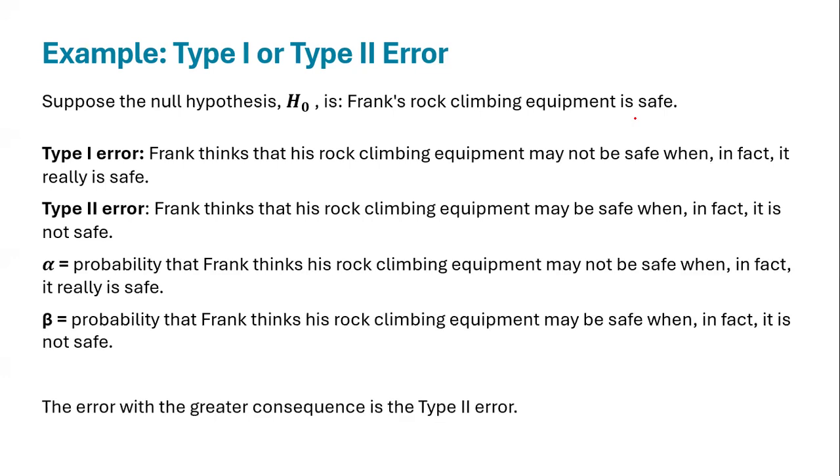And you know that alpha is the probability of making a type 1 error. So the probability that Frank thinks that the rock climbing equipment may not be safe when in fact it is safe, it's alpha. Beta is the probability of making a type 2 error, the probability that Frank thinks that the rock climbing equipment may be safe when in fact it's not safe, that is beta.